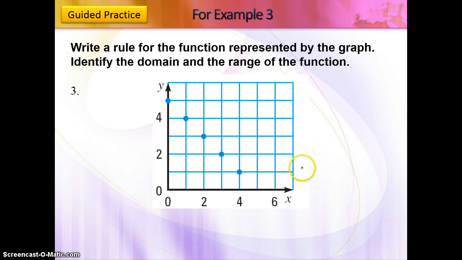Let's do a guided practice following example 3. Write a rule for the function represented by the graph. Identify the domain and the range of the graph. So here, we will make a table. I'll make a vertical table.